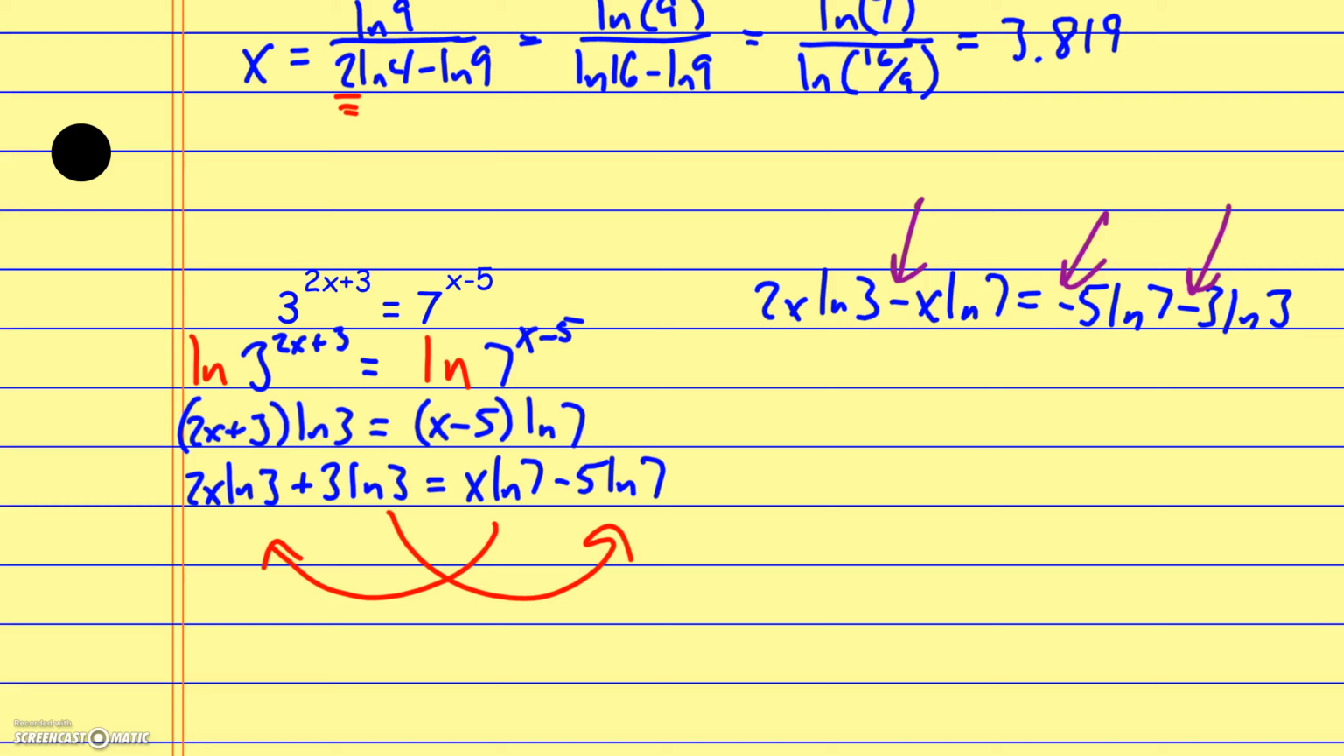And so what I end up doing is reversing all of these signs from the previous option here. And so what I get is over on this side I have 3 natural log of 3 plus 5 natural log of 7. Over here I get x natural log of 7 minus 2x natural log of 3. So it's essentially the same thing that I had up here, but every sign is reversed. And that's the other thing.